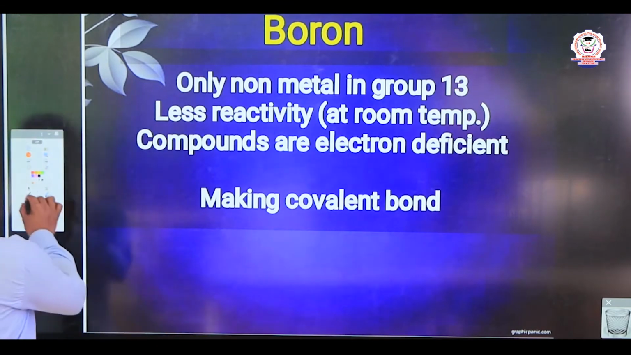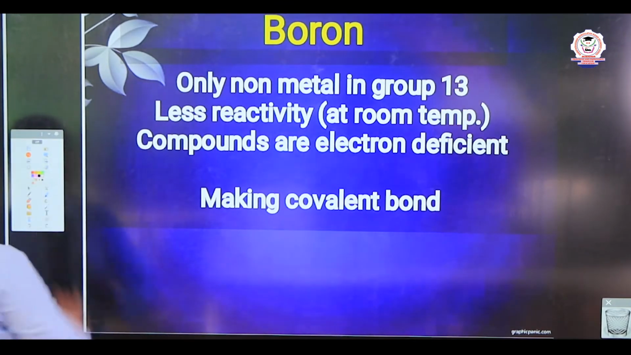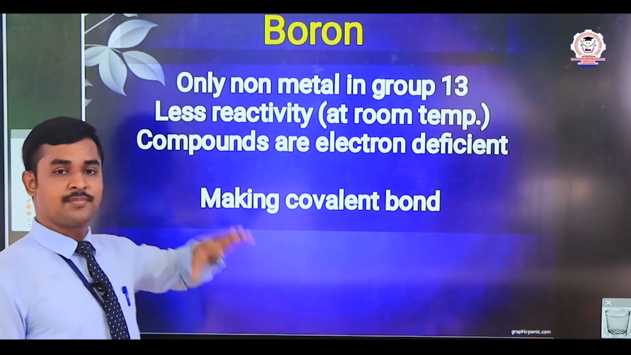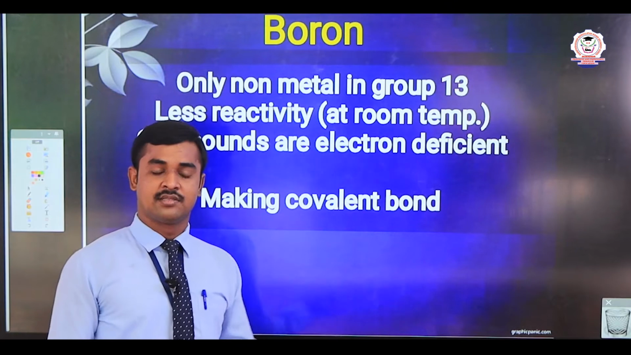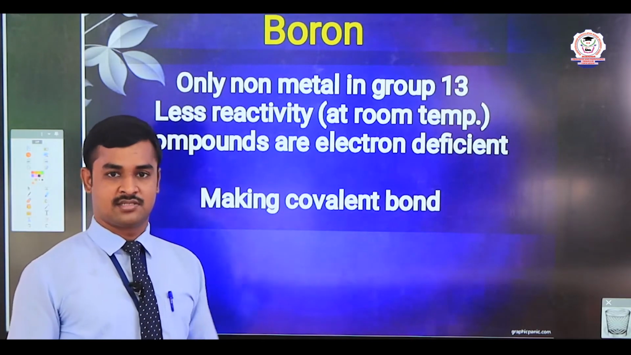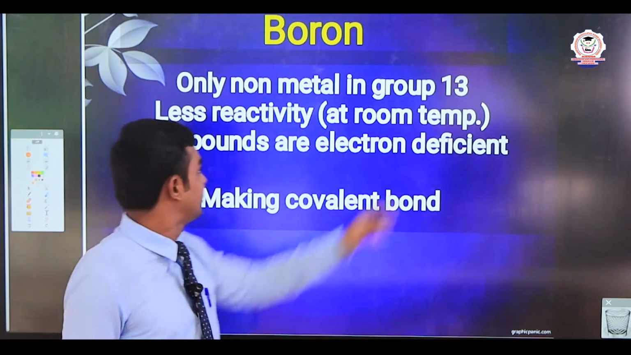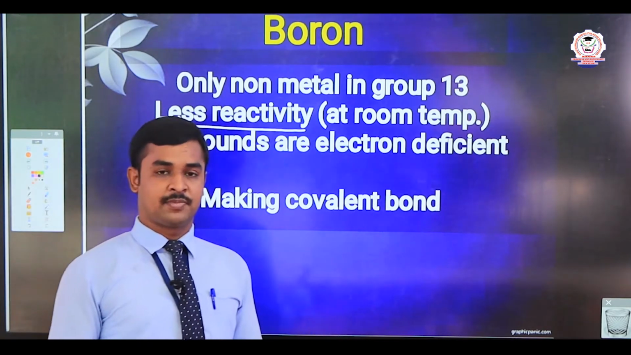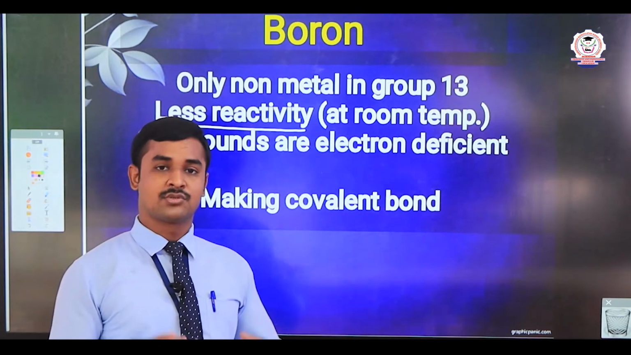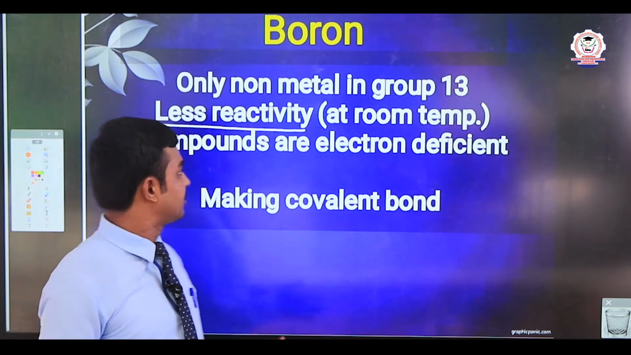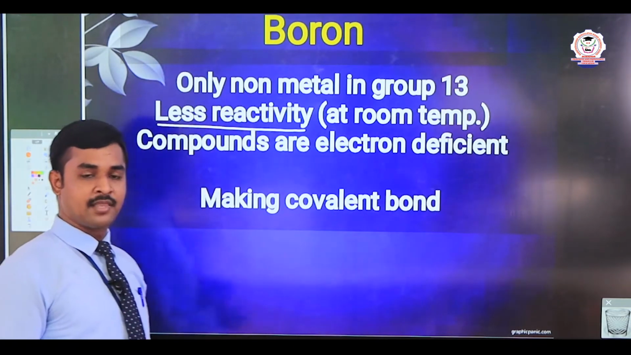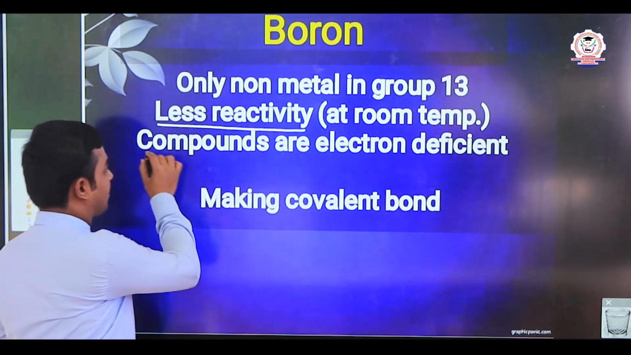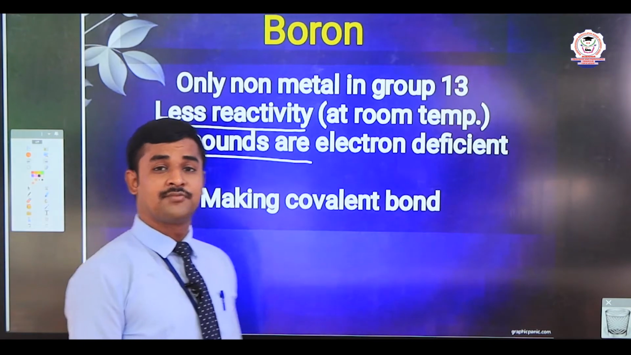What are the chemical properties? Let's see here. At first, in the boron group, the one and only non-metal is boron, because the other elements, aluminum, gallium, indium, thallium, are metals or metalloids. Only boron is a non-metal in group 13, and boron's reactivity is very low, because boron is not a metal. Metals can donate electrons, so they are very reactive, but boron has less reactivity due to its non-metallic character, though even at high temperature it can react. And boron's third property is that it can form electron deficient compounds.